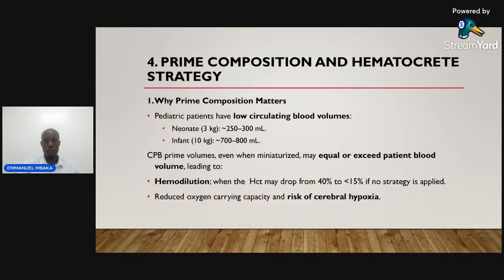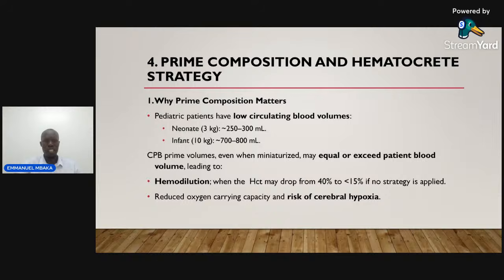So let's talk about prime composition and hematocrit strategy. Prime composition and hematocrit strategy are very critical elements in pediatric CPB because of the small circulating blood volume of neonates and infants. So unlike adults, even a modest prime volume can dramatically dilute the patient's hematocrit, leading to inadequate oxygen delivery and increased risk of organ injury.